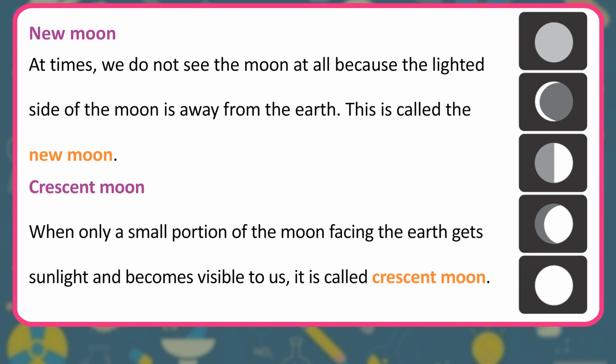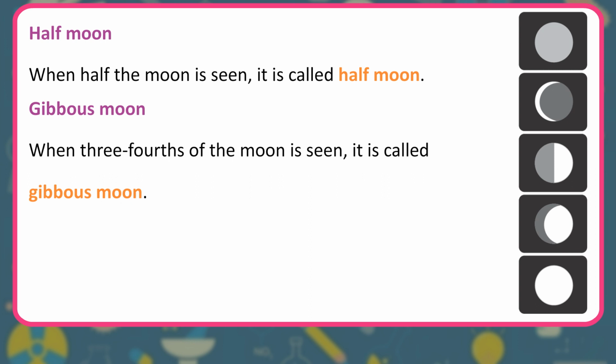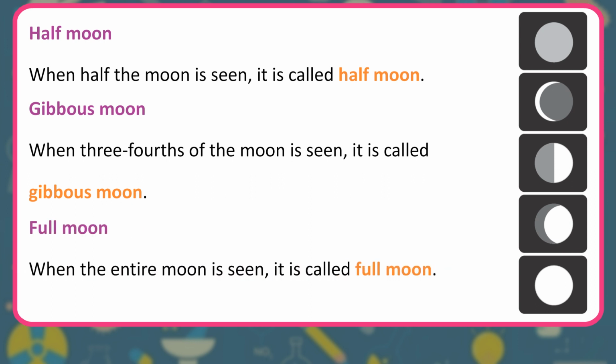Crescent moon. When only a small portion of the moon facing the Earth gets sunlight and becomes visible to us, it is called crescent moon. Half moon. When half the moon is seen, it is called half moon. Gibbous moon. When 3/4 of the moon is seen, it is called gibbous moon. Full moon. When the entire moon is seen, it is called full moon.